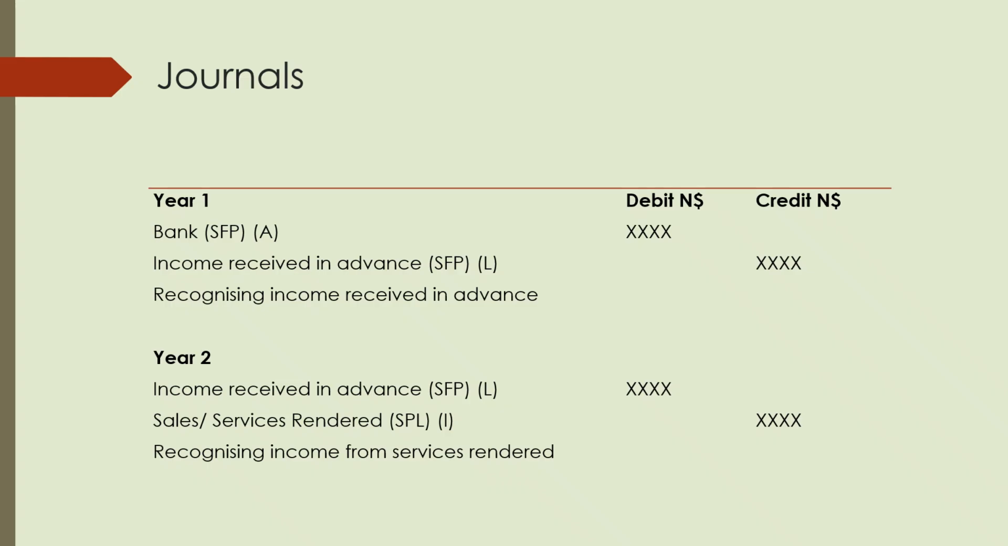In year 2, the accountant recognizes the income by crediting sales or services rendered and then debiting income received in advance. The income received in advance is a liability, while the sales or services rendered is an income. And in this year, this is when the income hits our statement of profit or loss, and thus it affects our profit.